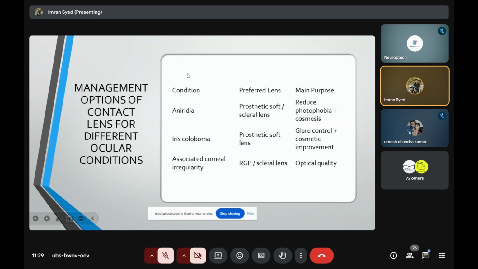Okay. So we have discussed aphakia, and we have discussed myopia control with ortho-k lenses. In my second slide, I have explained that there are other conditions in which you can give contact lenses.